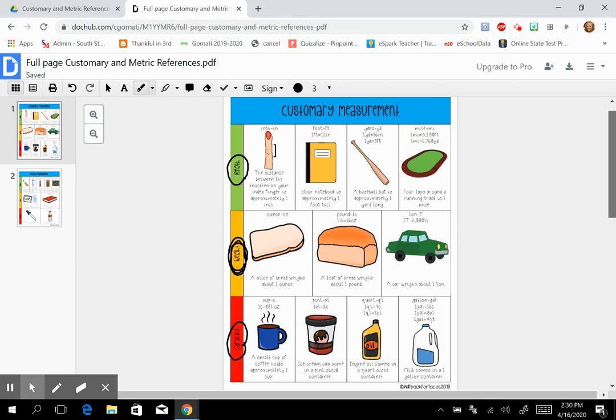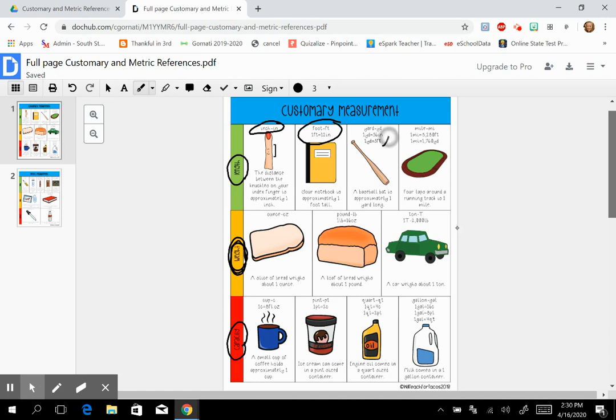So if we're talking about length, let's talk about inches first. We did inches just this past week, so you know what about an inch is. It says here the distance between the knuckles on your index finger is about 1 inch long. So that's the smallest that we're going to use in third grade. Next is called foot. And you can think of a foot as being the length of a notebook.